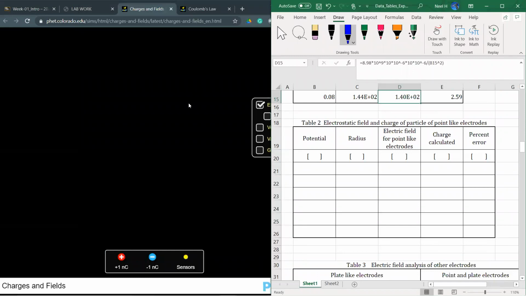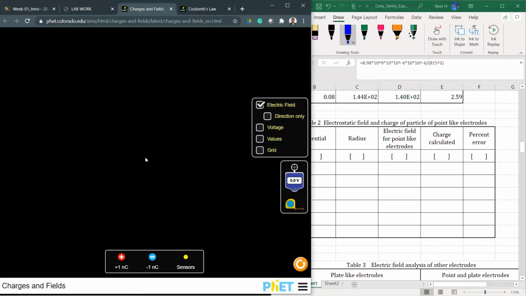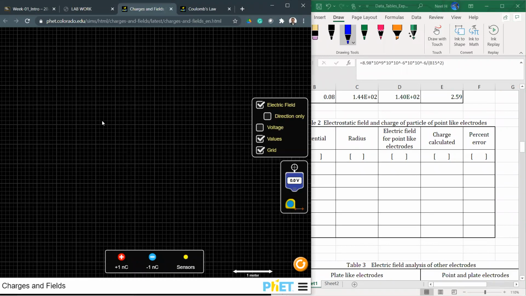Okay, then let's go to the simulator, and on the right side you will see different options. You can click the values and the grid. You can then see the graph sheet, okay? But the graph sheet is not really visible because of the black background, but I can change that color.